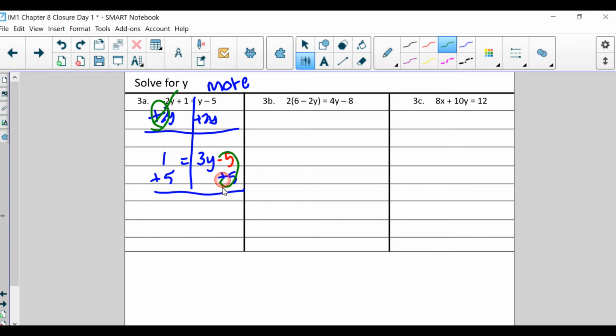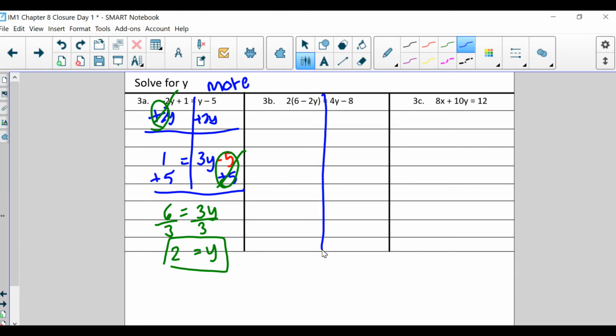Then this goes away. So now we are at 6 is equal to 3y. Then we're solving for y. We want y to be on its own, so we are going to divide by 3. What I do to one side, I do to the other. And 6 divided by 3 is 2. Nice work. Next, we're going to go ahead and do number 3b.